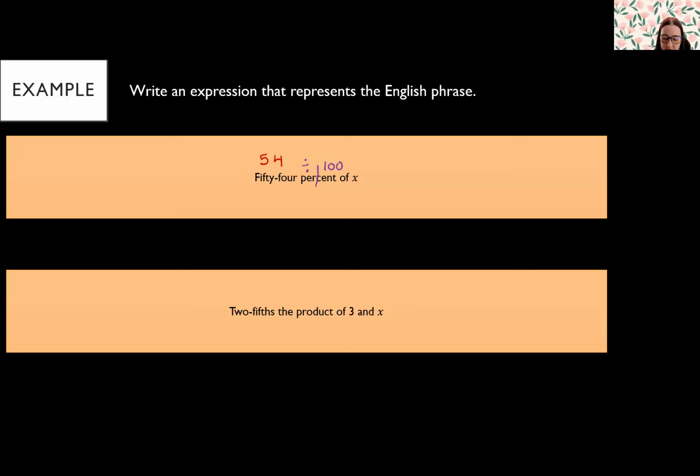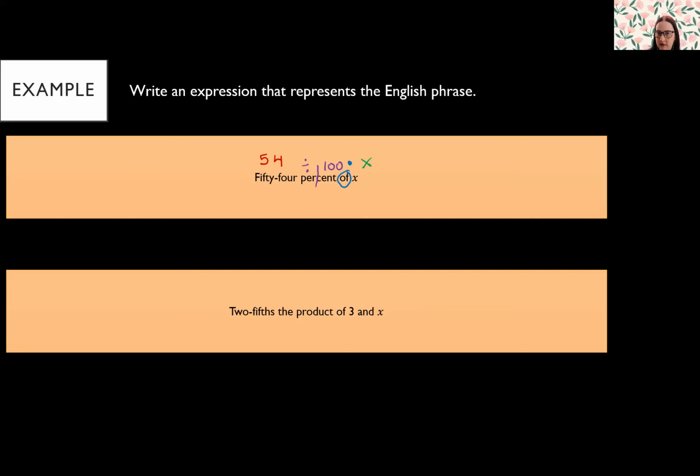And then I have the word of. So when you've got a situation like this, we don't have words like added to or difference of. We just have an of kind of by itself here. That's going to be multiplication. So frequently the word of is multiplication. If there's not a word that indicates addition or subtraction, it's going to default to multiplication. And then I've got X after that.